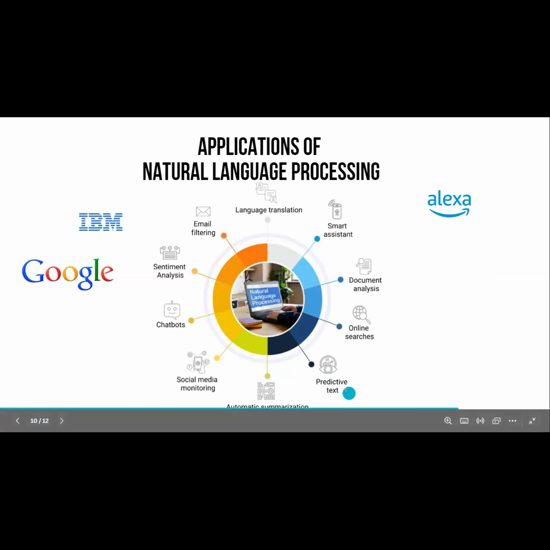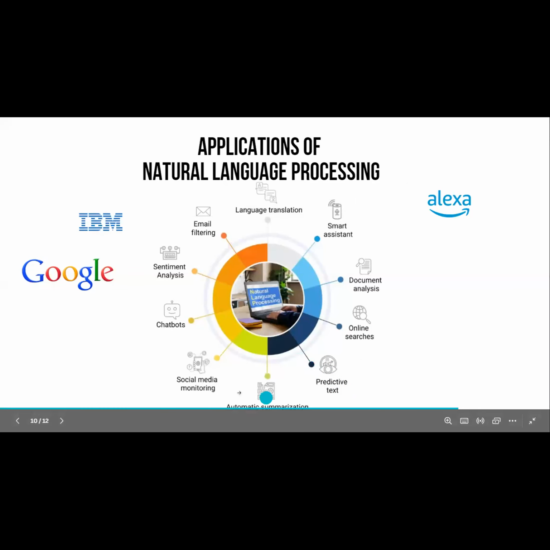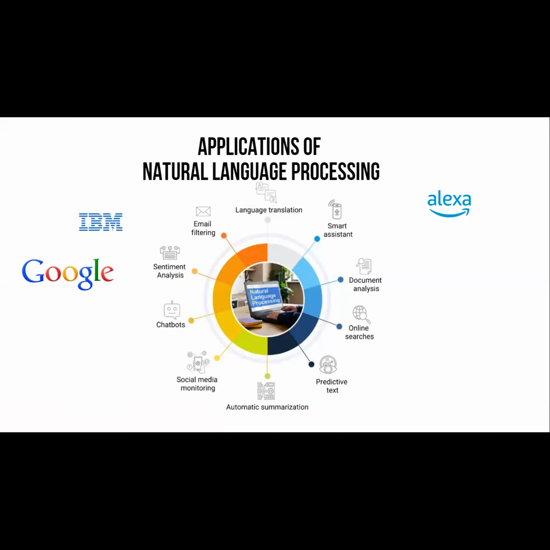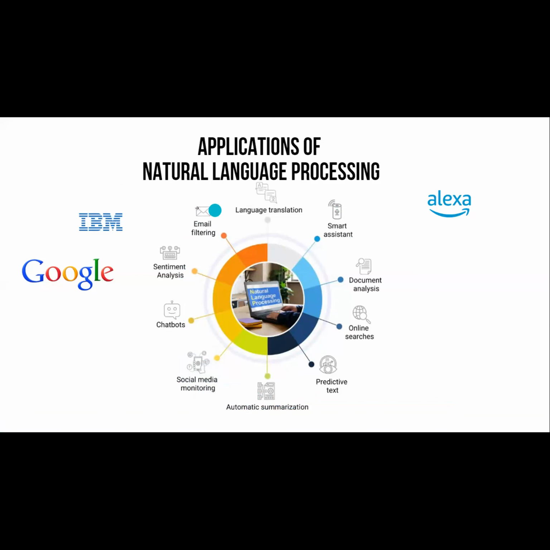Predictive text, WhatsApp: when you type something twice or thrice, you get options which you directly click and then it comes on. Automatic summarization: when you type a document, you again get a suggestion, you just need to drag it and it is done for you. Social media monitoring, chatbot, sentiment analysis, all these, spam filtering.